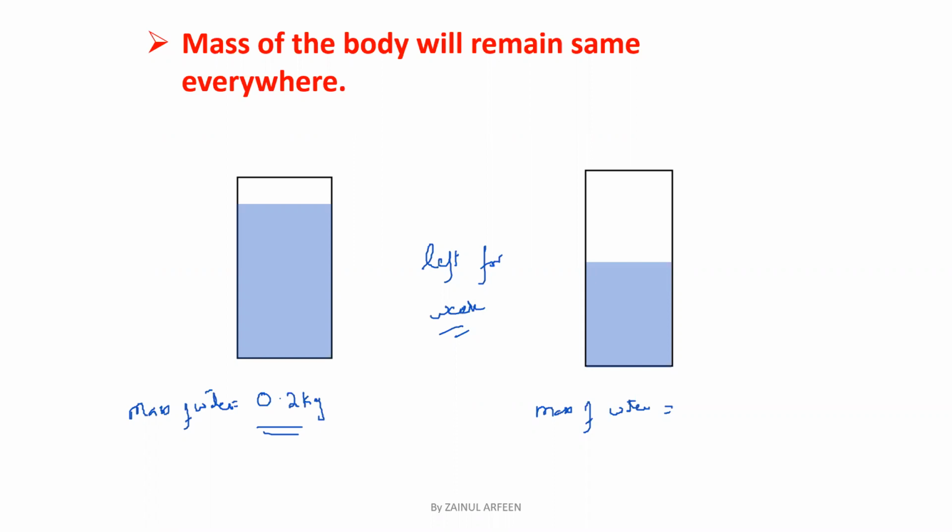What will happen to the mass of the water which is left after 7 days? That's the question. Will it increase, decrease, or remain the same? So basically, the correct answer is that the mass of the water, in this example, will decrease.